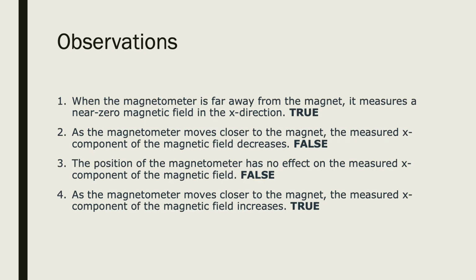The first statement is true because the magnetic field decreases as you get farther away from the magnet. The second statement is false because the magnetic field should increase as we get closer to the magnet. This third statement is false because the magnetic field varies with position. Therefore, moving the magnetometer changes the x component of the magnetic field it measures. The last statement is true because the magnetic field increases as you get closer to the magnet.